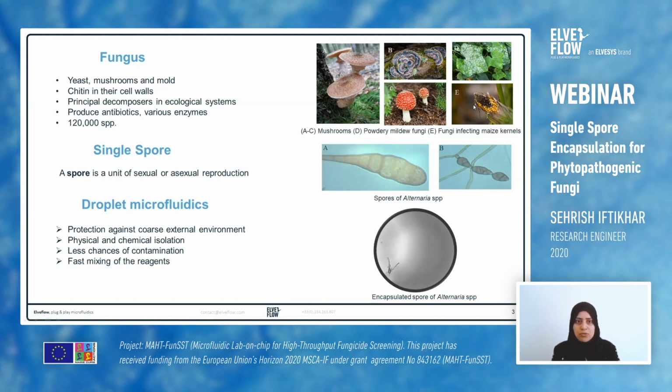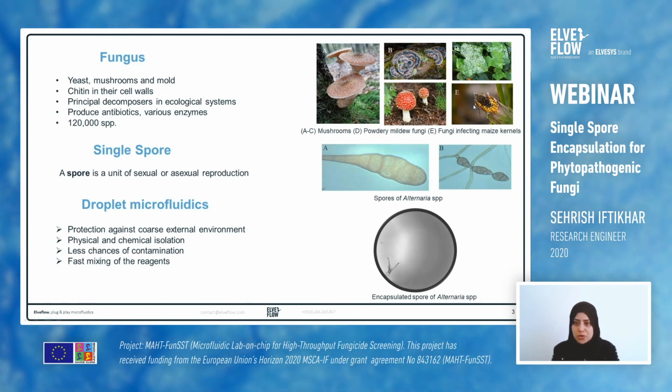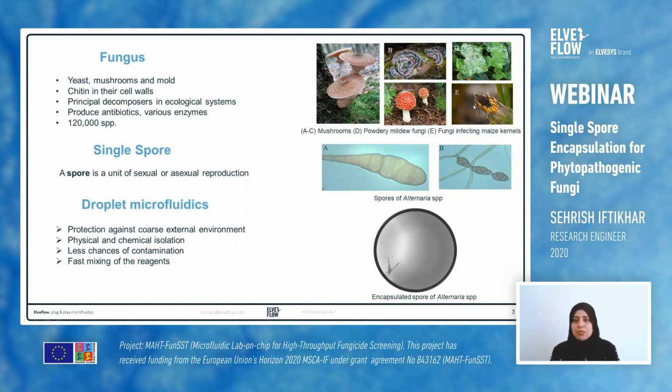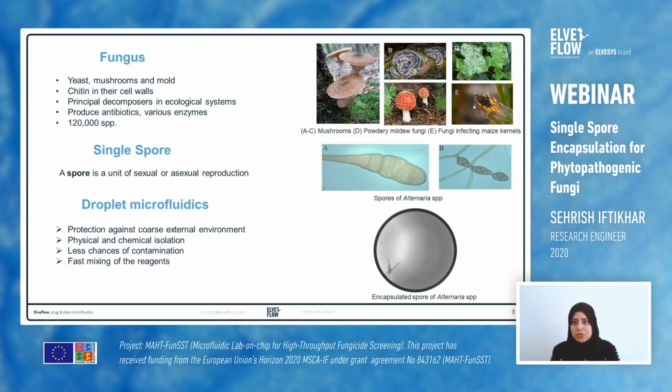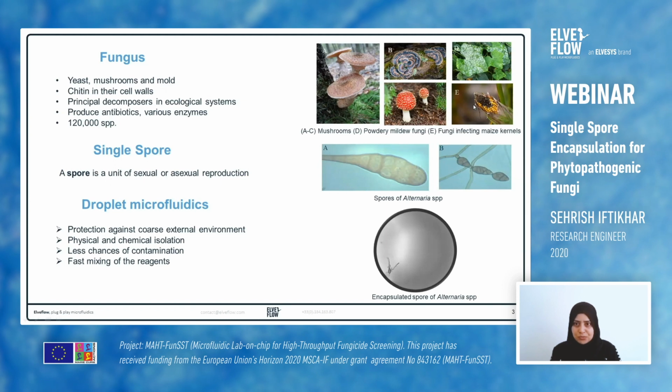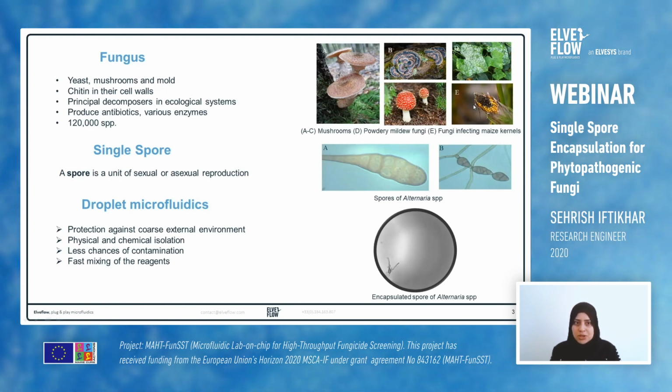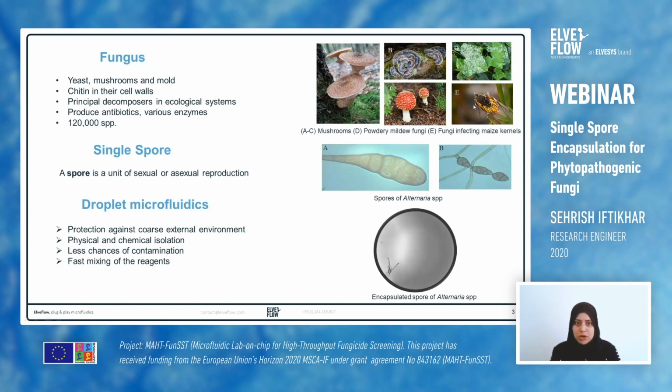Now coming to the topic of single spore. Single spore is the unit of sexual or asexual reproduction of the fungi, and they are adopted for the dispersal and survival of the fungi. So they play a very important role in the life cycle of the fungi for their dispersal and survival. Now our objective is to encapsulate the single spore of the fungi using the droplet microfluidics.